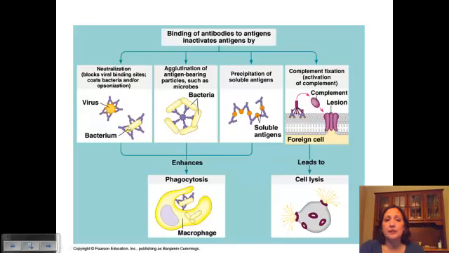It can do the same kind of thing to the bacteria, right? Anything where it might attach, it's going to bind to that and kind of block it.